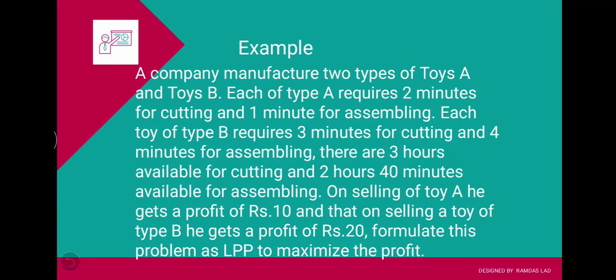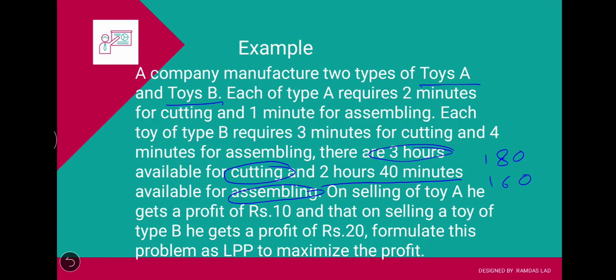So we can identify there are two products, toys A and toys B. The requirement is given. What is the requirement? Cutting and assembling. Cutting requires 3 hours and assembling requires 2 hours 40 minutes. You have to convert this into minutes. So 3 hours means 180 minutes and 2 hours 40 minutes means 160 minutes. So this is the requirement.